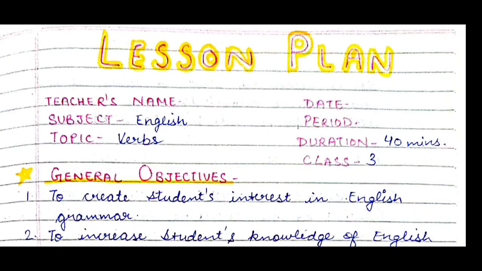Okay, let's get started now. So firstly we'll write the details on the top. We'll write teacher's name, your name, whoever the teacher is, and then subject is English, topic verbs, date on which you are teaching, then period we will write, and then duration. So how much time will it take? It will take approximately 40 minutes to teach this lesson.